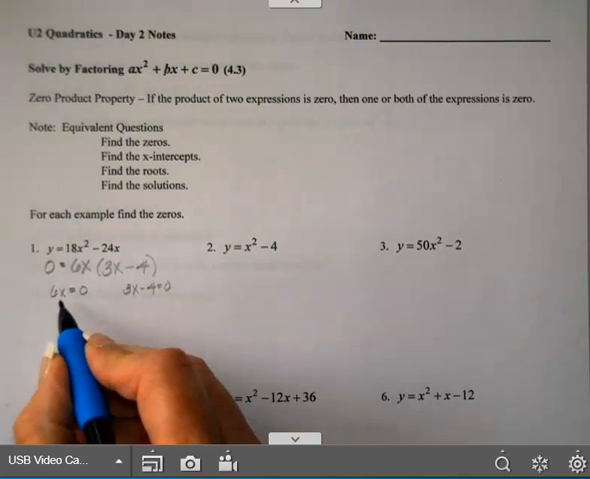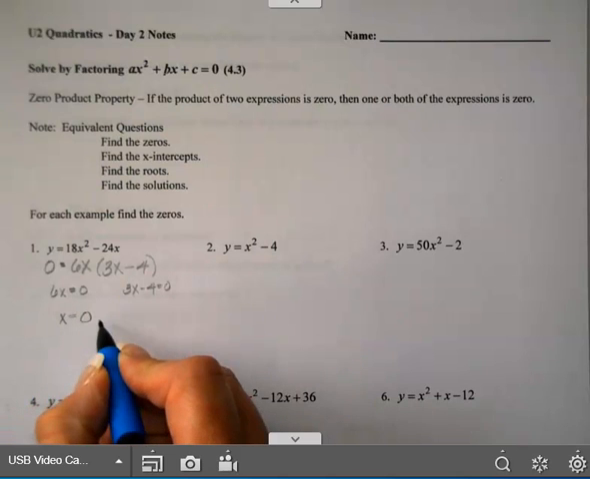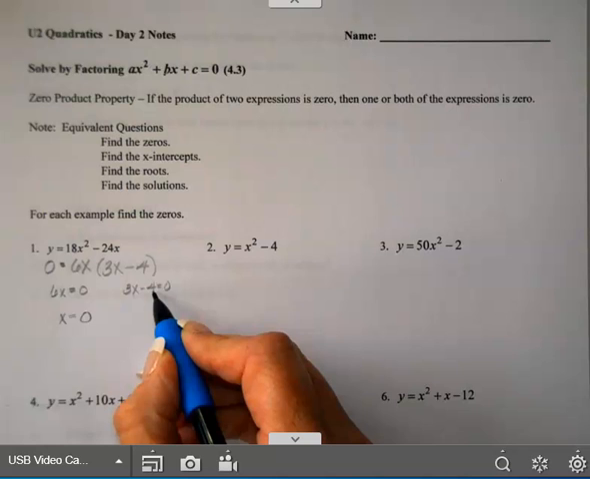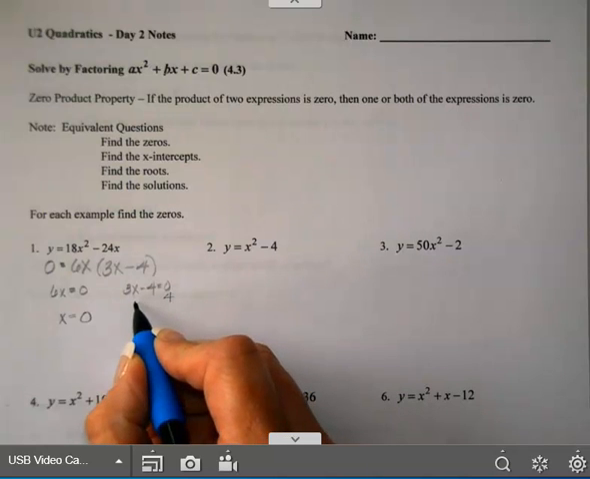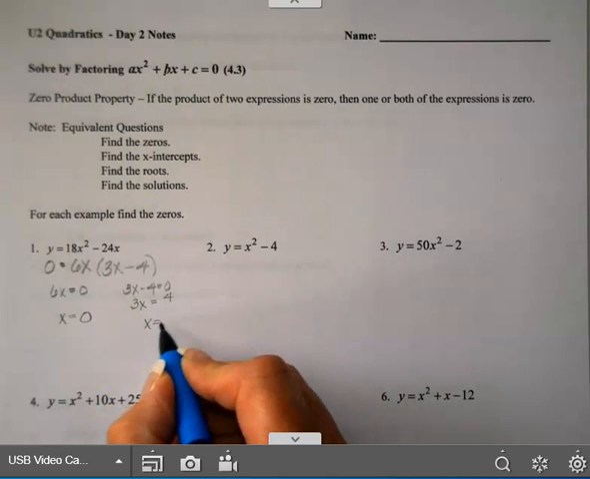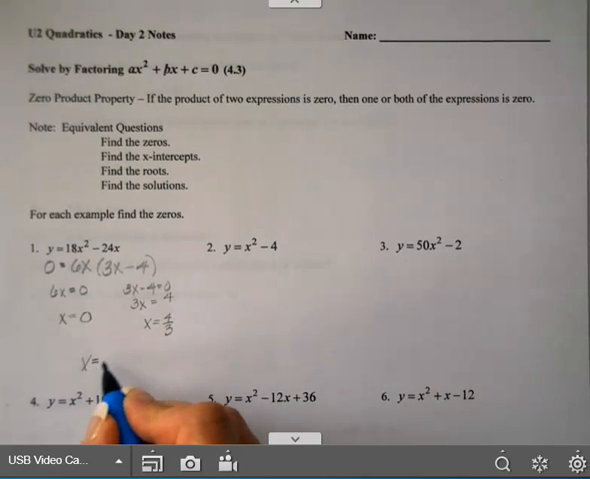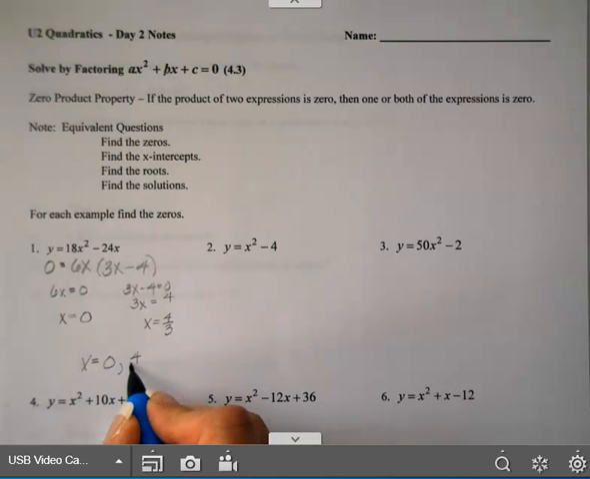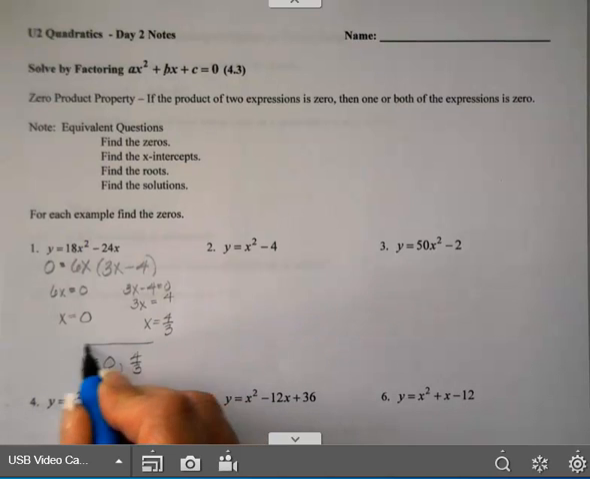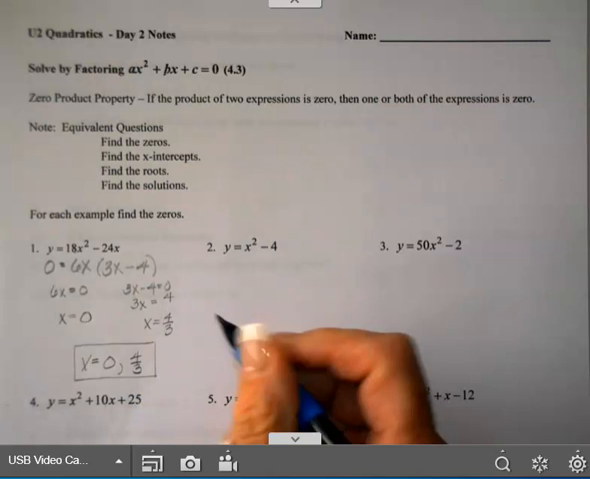So for this first one, divide both sides by 6 and x equals 0. That's one solution. And on this one, you're going to move the 4 to the other side, and then you're going to divide by 3. And so your other solution is 4/3. So you have two solutions. You have 0 and 4/3. And you could plug those in and check it if you want to.